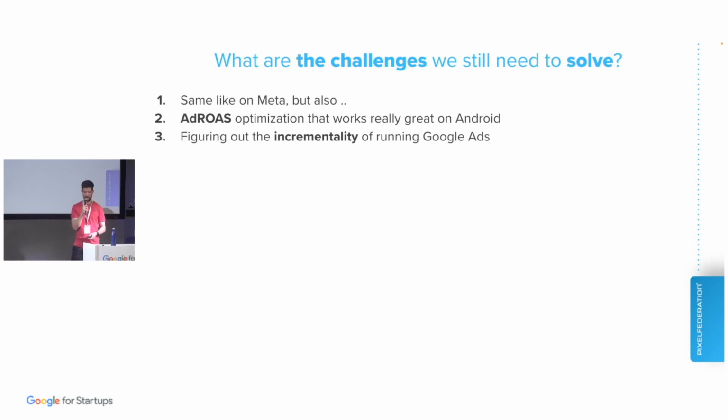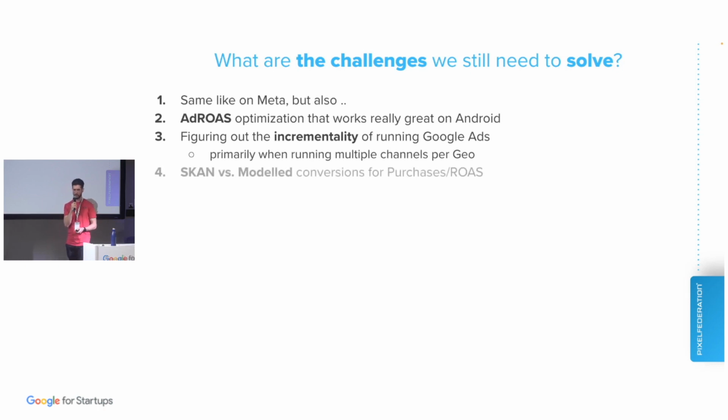We need to figure out the incrementality of running Google Ads when we are running multiple networks per geo, because you're reducing your scale when you're running only one network per geo. So this is one thing that we need to find some mathematical analytical approach to measure.